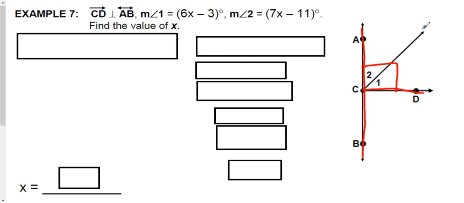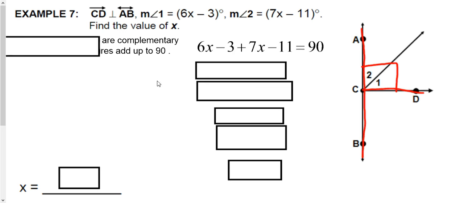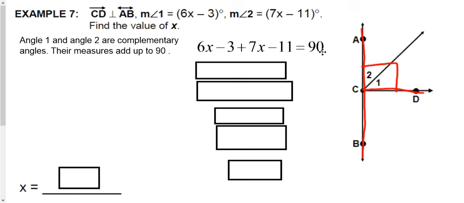Okay, we chop it into 2 angles here, 1 and 2. So I know that whatever angle 1 is, which is 6x minus 3, plus angle 2, which is 7x minus 11, will add up to 90 degrees. 1 and 2 are complementary angles. They measure an angle up to 90. So we write the equation that way. 6x minus 3 plus 7x minus 11 equals 90.